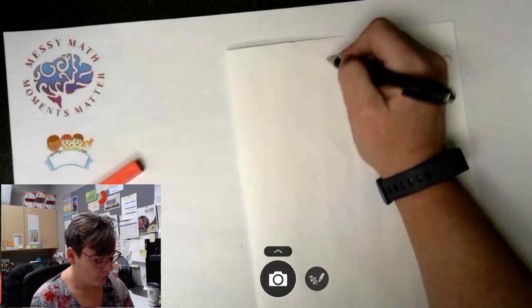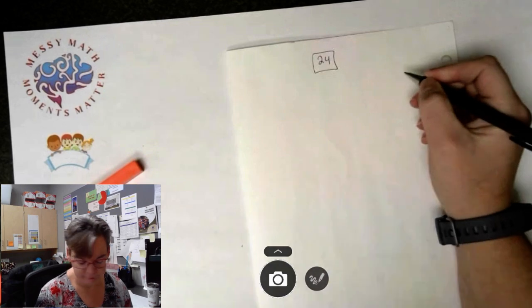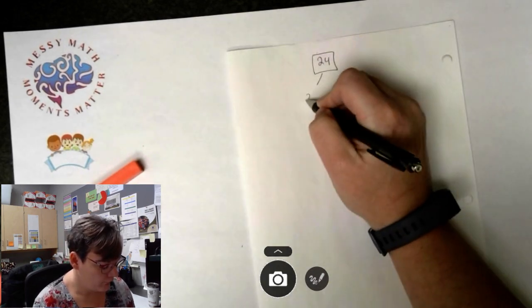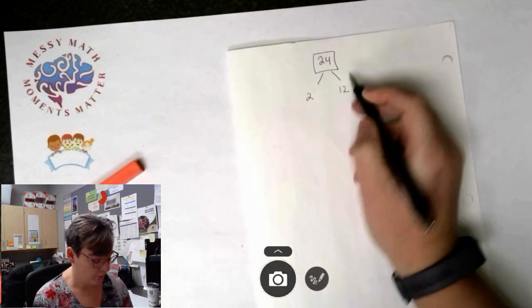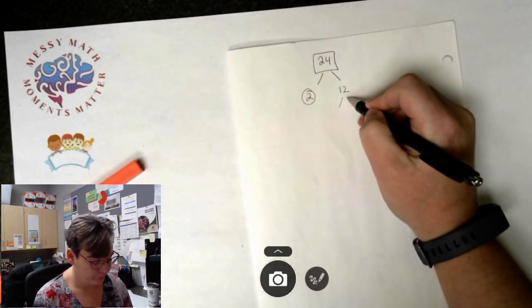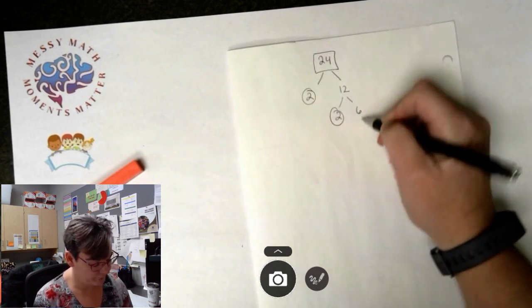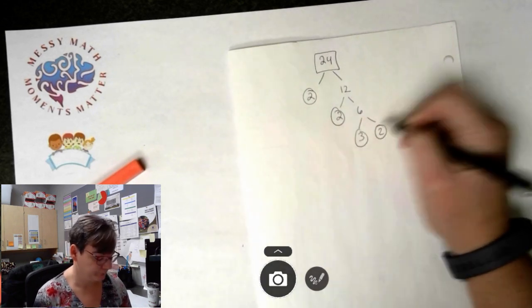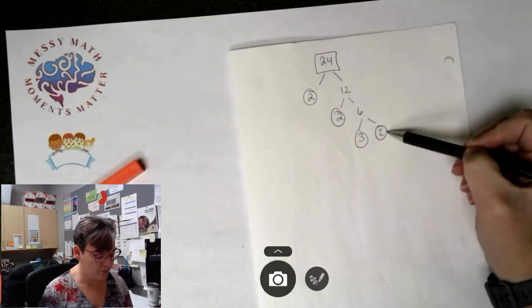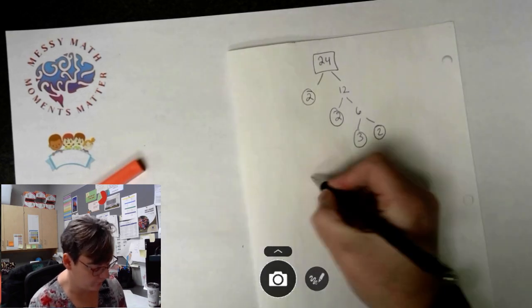So let's create a factor tree for 24. Maybe I figured it out doing 2 multiplied by 12. 12 would be 2 multiplied by 6. And 6 would be 3 multiplied by 2. So my prime factorization is 2 multiplied by 2 multiplied by 2 multiplied by 3.